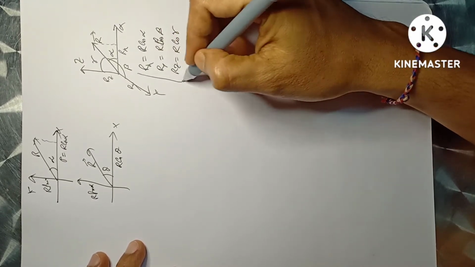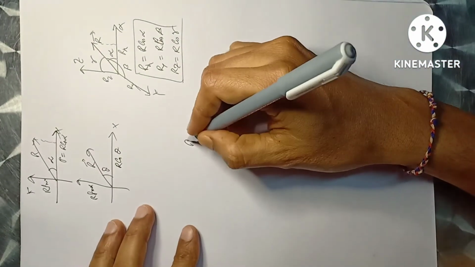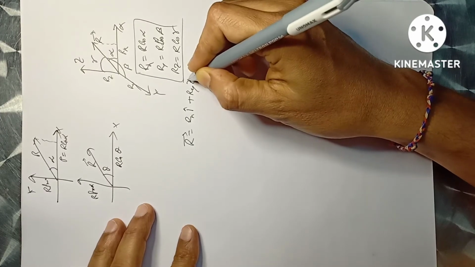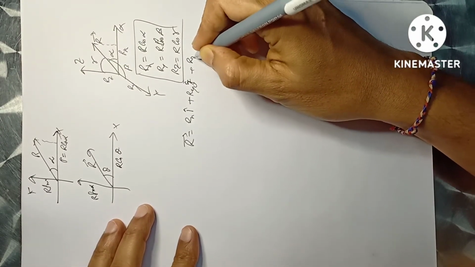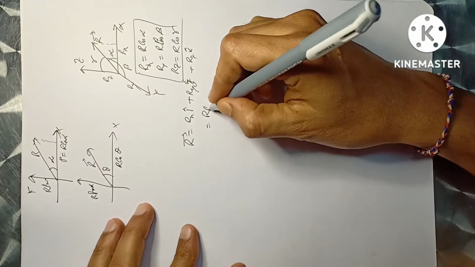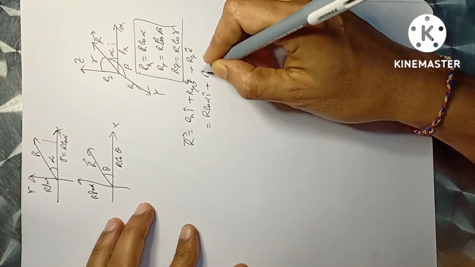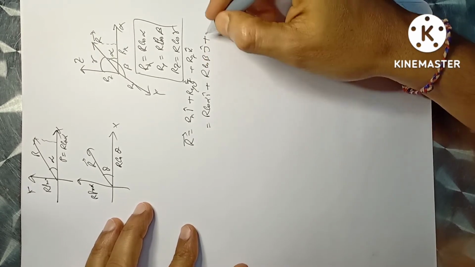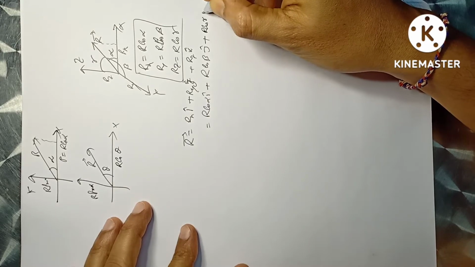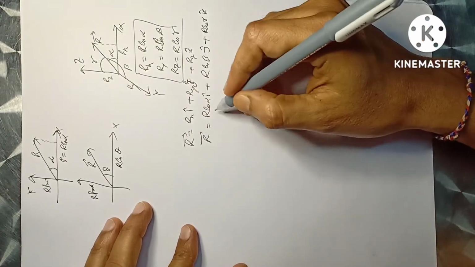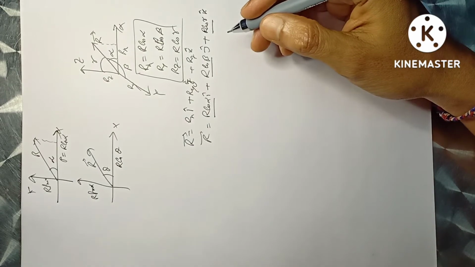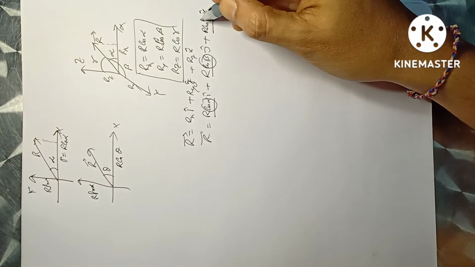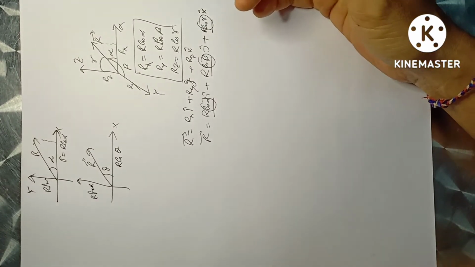gamma. So we can also represent it as r equals rx i cap plus ry j cap plus rz k cap, equal to r cos alpha i cap plus r cos beta j cap plus r cos gamma k cap. So these are called direction cosines. Cos alpha, cos beta, and cos gamma are called direction cosines.